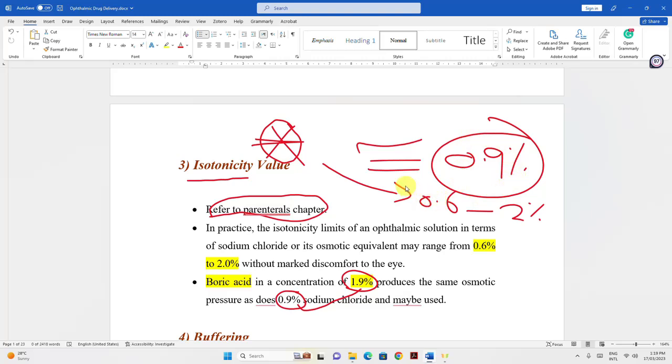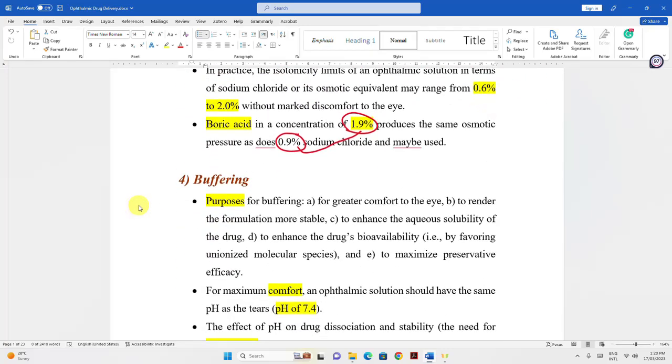And if you remember my previous topic in parenterals, we learned about the sodium chloride equivalent method to prepare isotonic solutions. Okay, so what else do you need in an ophthalmic product? You need to use maybe a buffering agent to adjust the pH. Now, there are different factors affecting what exactly the pH is that we need to use in an ophthalmic product. What is the optimum pH?